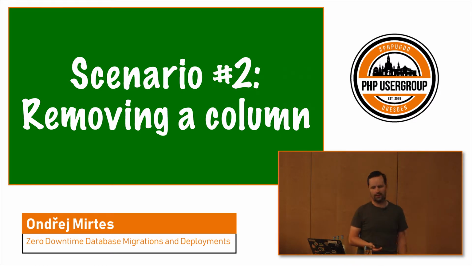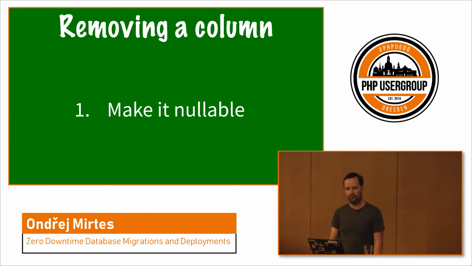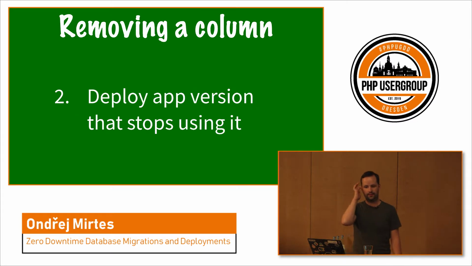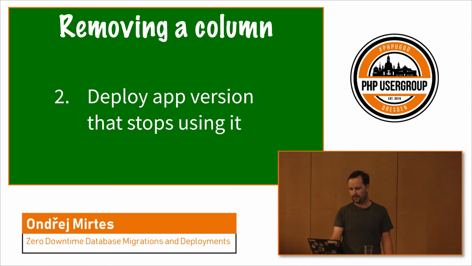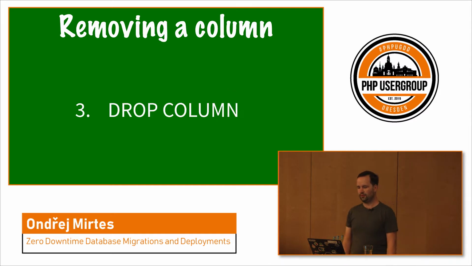The next scenario is about removing a column. If you realize that you no longer need some column in your database, and you should periodically clean up columns that you no longer need, because you reduce technical debt this way, you first make it nullable, make it optional. And then you can deploy an application version that stops using it. So no query, no select, no update, no insert, no longer mentions the column. And once this is true, you can drop the column.